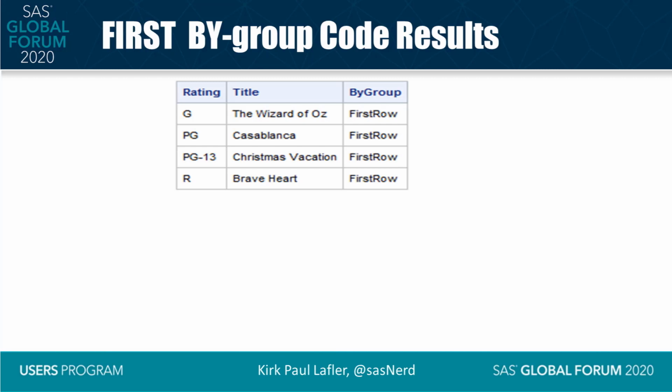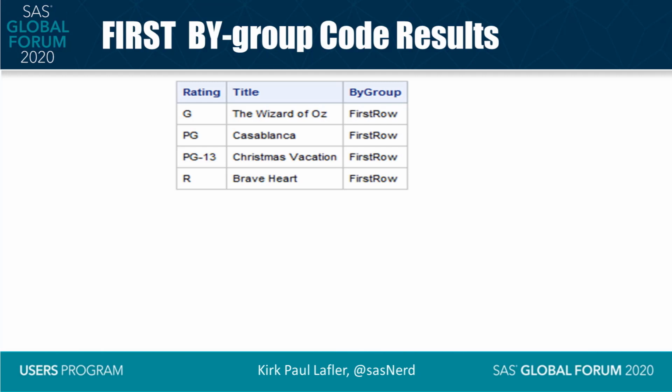So we have 4 distinct rating groups, movie ratings, G, PG, PG-13, and R. This represents, based upon the sort order, the min value for each of the groups. And notice the by group column, that dynamically created variable. I don't really need that, but it's helpful later on, and you'll see why.